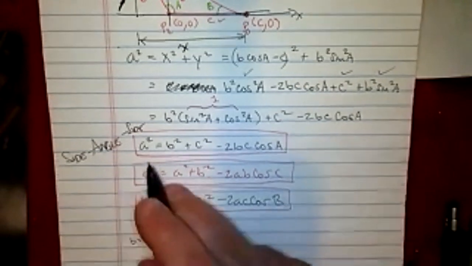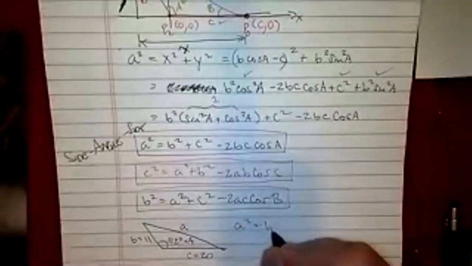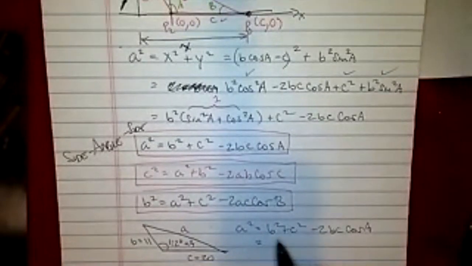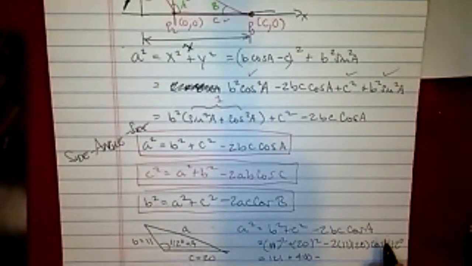According to this, a squared is equal to b squared plus c squared minus 2bc times the cosine of A. My b is equal to 11, and I've got to square that. My c is equal to 20, and I've got to square that, minus 2 times 11 times 20 times the cosine of 112 degrees. 11 squared is 121, 20 squared is 400, and 2 times 11 is 22, and 22 times 20 is 440.